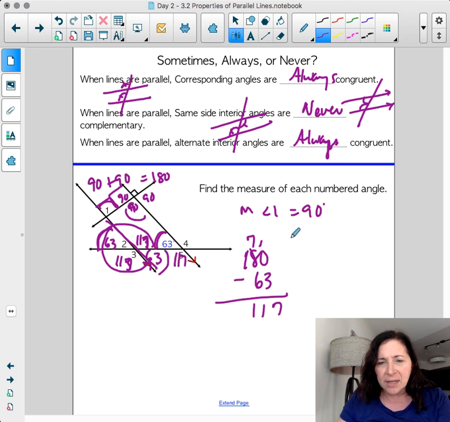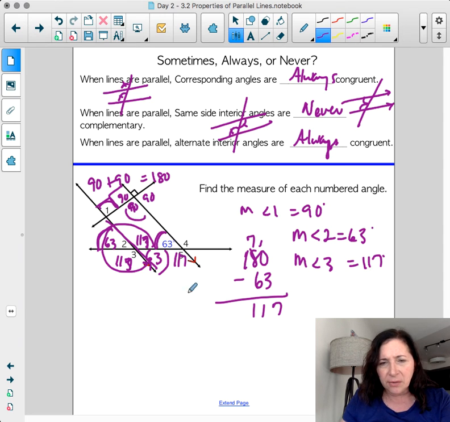So what we have is the measure of angle 2 was 63 degrees. We had the measure of angle 3 is equal to 117 degrees. And 63, 63, that's 63, and that's 117 also. So the measure of angle 4 is 117 degrees.